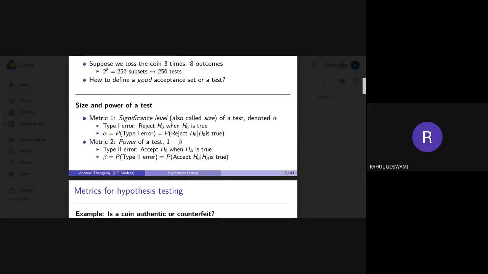But ma'am, this is not an error. 1 minus beta is not an error. Only beta is an error. Beta is the probability of making type 2 error. Alpha is the probability of making type 1 error, and that is when H0 is true, you reject H0. And beta is the probability of making type 2 error, which is when HA is true, you accept H0. And power of a test is 1 minus beta. So that is when HA is true, you reject H0.